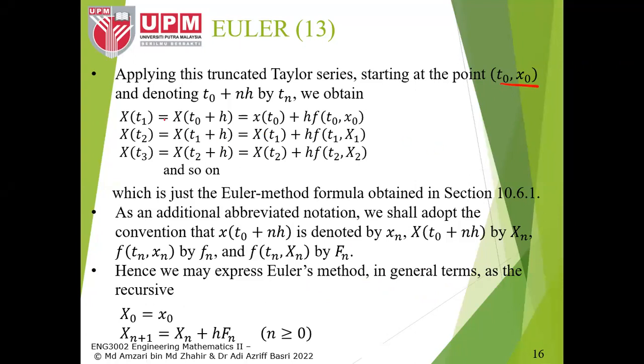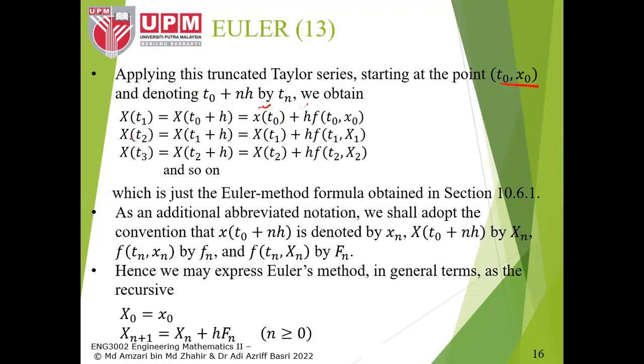you have a function of x at t1. So x of t1 is x of t0, the original or the initial, plus the time step. So it is equal to x at the initial, plus h times the function of t0 and x0.